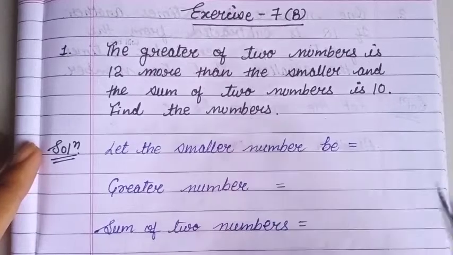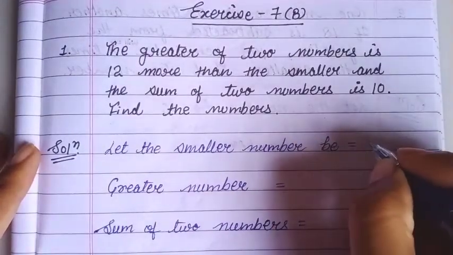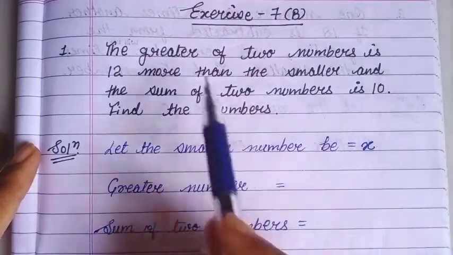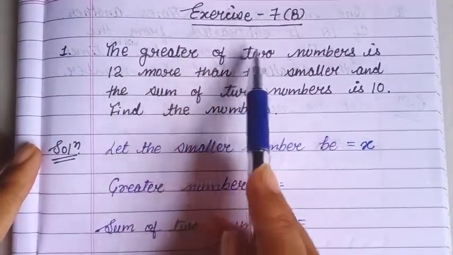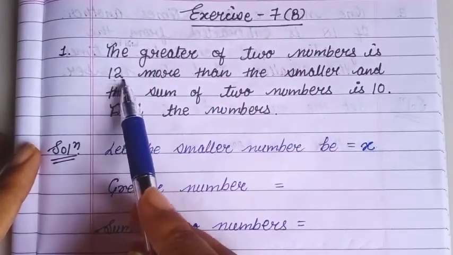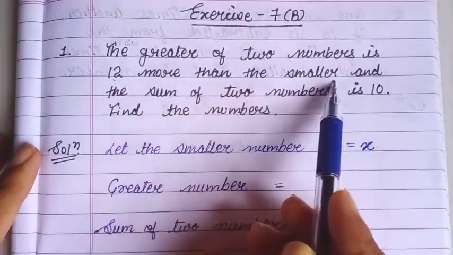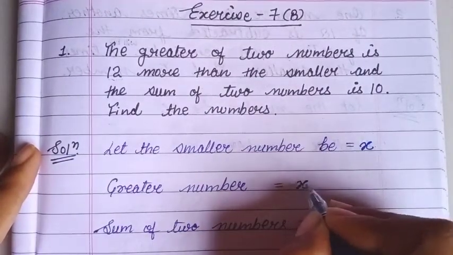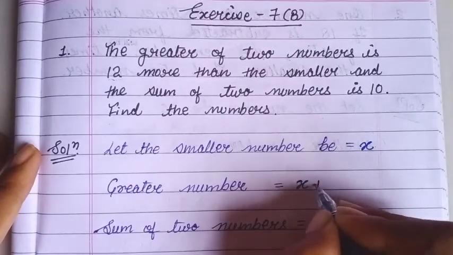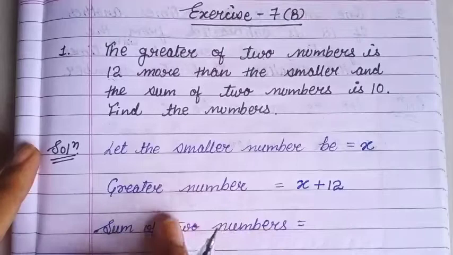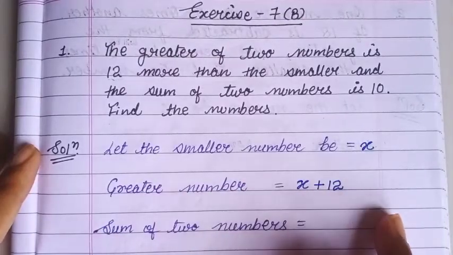उन्होंने नंबर पूछा है, so let the smaller number be x. मान लेते हैं smaller number x है. Then they said the greater of the two numbers, जो greater number है, is 12 more than the smaller number. It means ये जो smaller number है x, the greater number is 12 more than this. More means plus. So the greater number will be x plus 12.